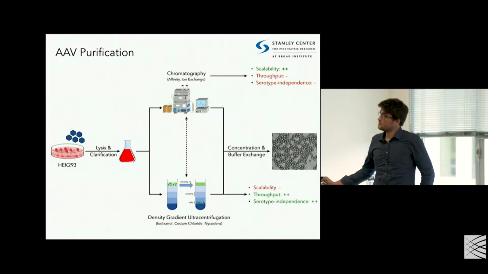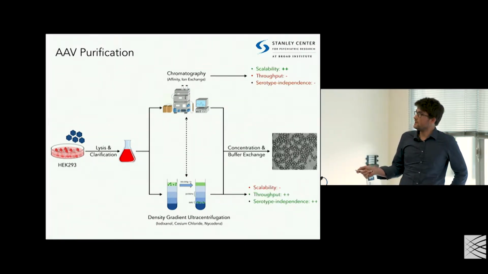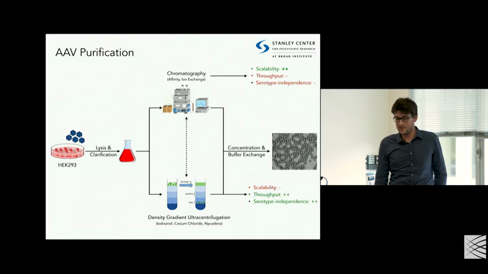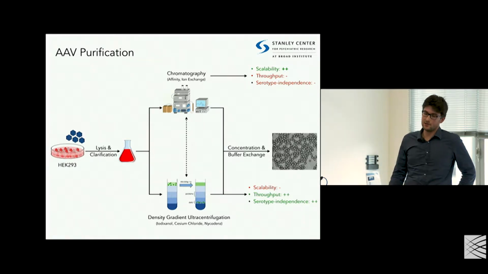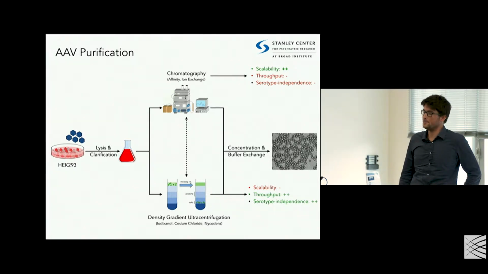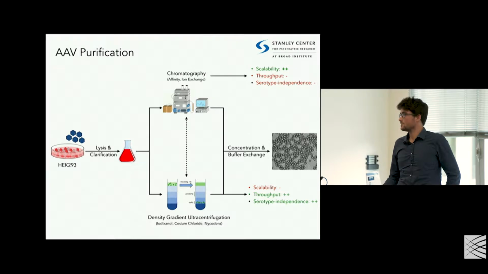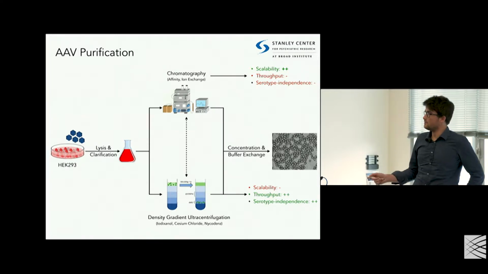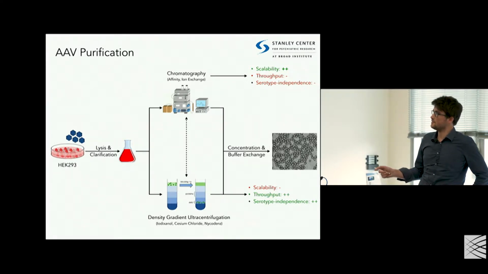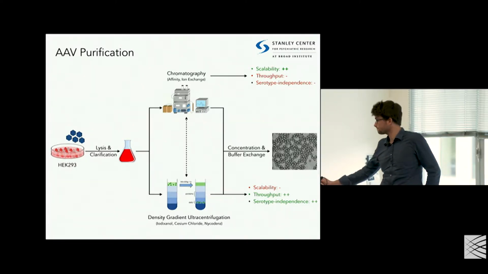I'd just like to add here that both techniques have their advantages and drawbacks. If you want to produce many preps in a single run, in a few days, you're probably going to go for density gradient ultracentrifugation. It's also quite serotype independent. But if you want to scale up, once you found a variant of interest, then using this becomes challenging. So you probably would like to switch to a column-based technique.